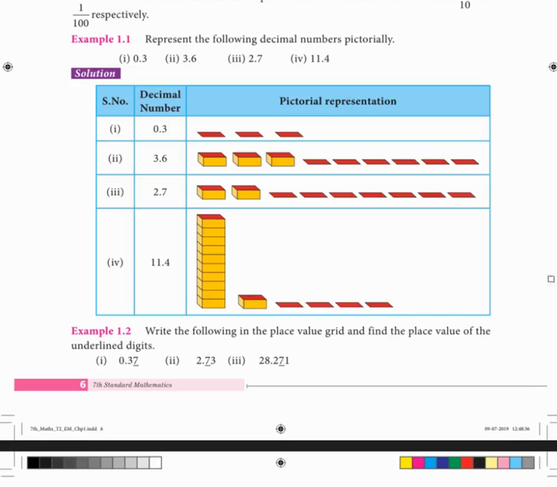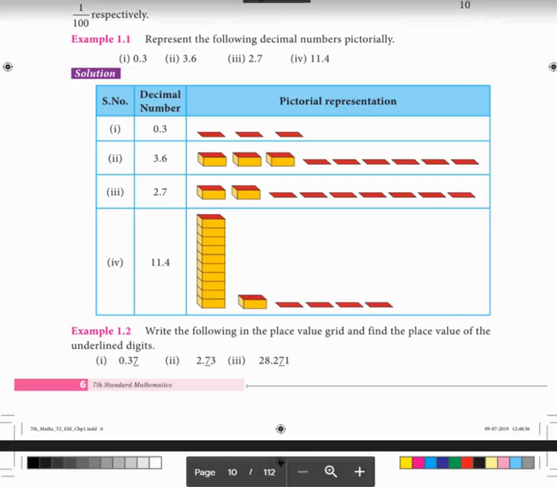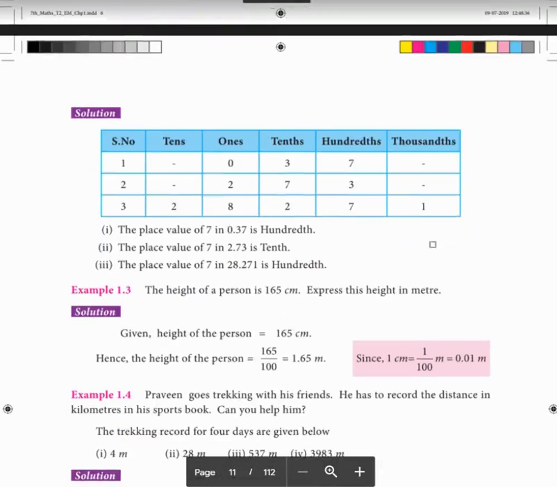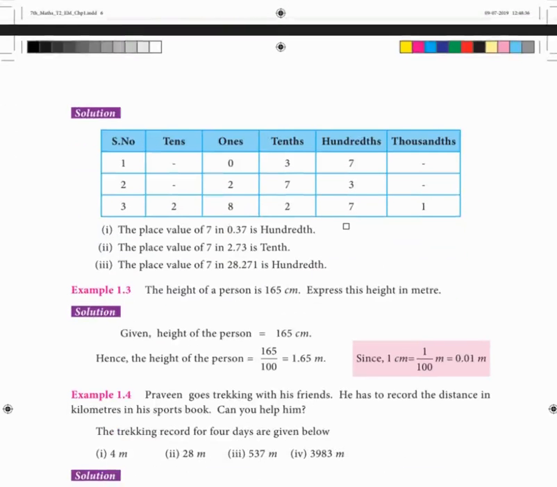Next, the second example is to write the following in the place value grid. Place value grid is very easy. Already we learned in natural numbers: ones, tens, hundreds, thousands, ten thousands. We learned the number system in 6th standard, isn't it? In the Indian system and the international system we learned. In the same way here also, but here we are not going to learn about million, trillion and all. Just ones, tens, hundreds, thousands, and after the decimal part, tenths, hundredths, thousandths. We have to read like this.